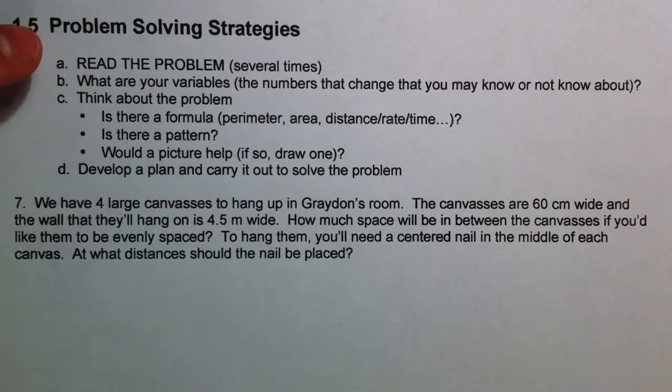First one being, read the problem. This sounds ridiculous, but sometimes we don't even understand the problem we're doing. So read it a couple times. Figure out what your variables are, numbers that are changing. Maybe assign letters to them, X or Y or D if you're talking about distance, things like that. And think about a way that it's going to help you solve the problem.